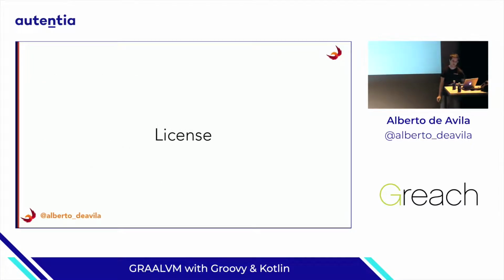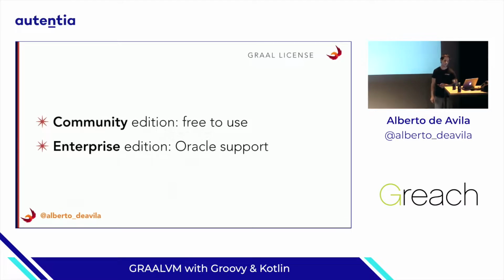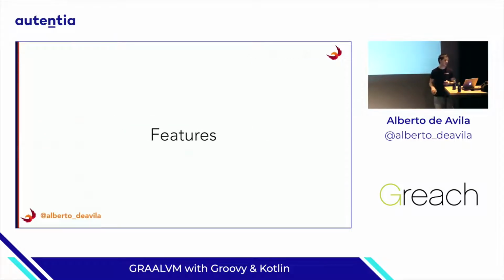License, another important thing here. We have two licenses, the Community Edition, free to use, and the Enterprise Edition with Oracle support. GraalVM was a research project from Oracle, but now it is really close to being ready for production. We don't know if in the future Oracle wants to earn some money with the use of GraalVM, but for the moment they are the same version. What features do we have?